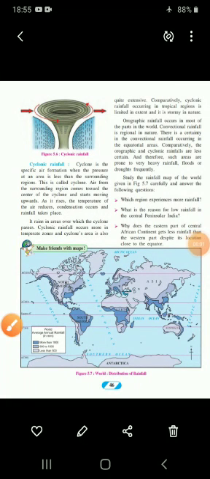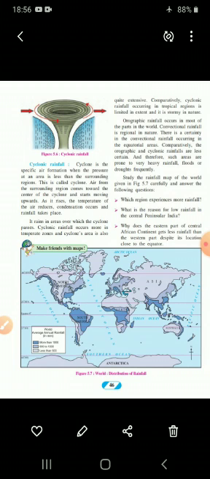Now children, we will see cyclonic rainfall. Please take out page number 46, left side: cyclonic rainfall. It is the third type of rainfall. Previously we studied orographic and convectional rainfall. Now we will see cyclonic rainfall.